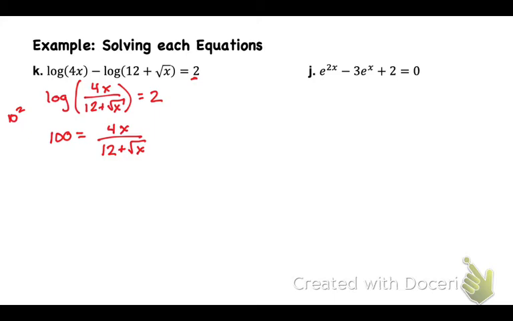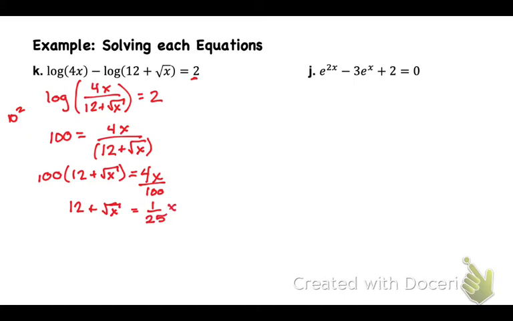Okay. So it is a fraction, yes? Multiply. Every time you have a fraction and you need to solve it, you have to multiply by the denominator, correct? So I have 100 times 12 plus the square root of x equals 4x. And you notice I did not distribute the 100 because I'm going to do what with it right away? Divide it. So that would be 25. So that'd be 1/25 x.